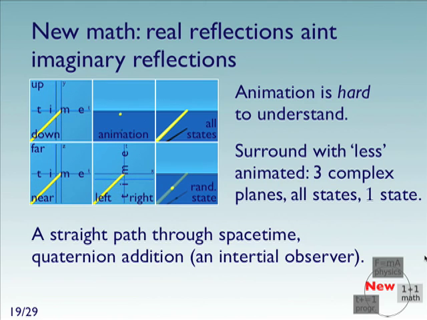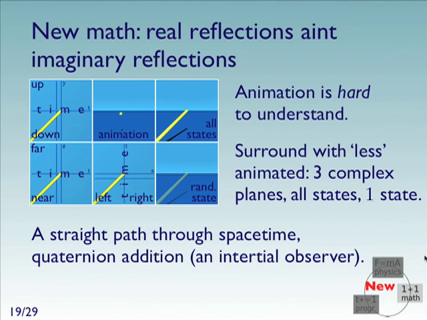So on the left side are three complex planes. The ty is basically up and down versus time. Then there is near and far, the z versus time, and the left and right versus time. And then I also wanted to see all possible states that the system could be in. That was inspired mostly by quantum mechanics, which has this notion of a wave function that really describes every place a system can be in. And then I do a random sampling of those states.